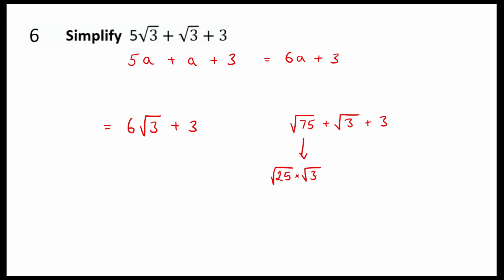What's left over if we take out that 25 factor is 3, and we can work out that the square root of 25 is 5, which gives us 5 times root 3, and therefore 5 root 3 would be the simplified version of root 75. So you can see how this is the same question. 5 root 3 just here, plus root 3 plus 3 is the same as what we started off with.